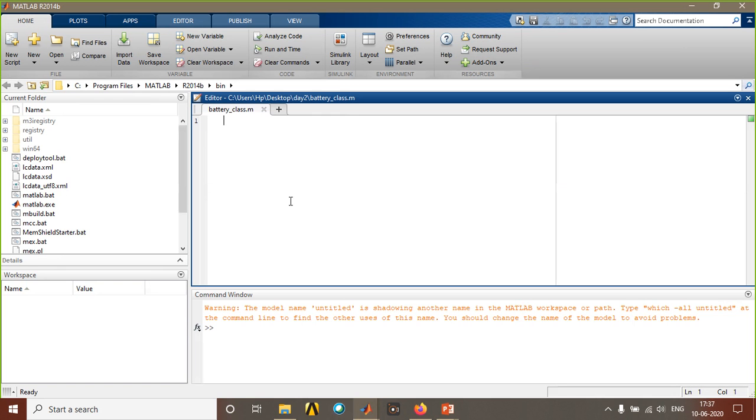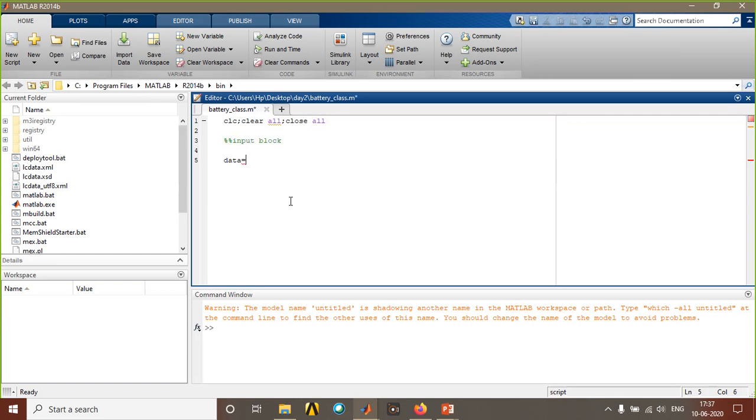As I already told, the first thing when it comes to MATLAB scripting is clear all, close all. Next thing is the input block. What are we going to input over here? I'm going to input my Excel sheet. The Excel sheet which I'm going to use now will represent that particular battery.